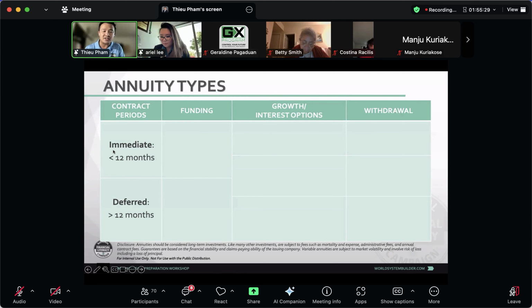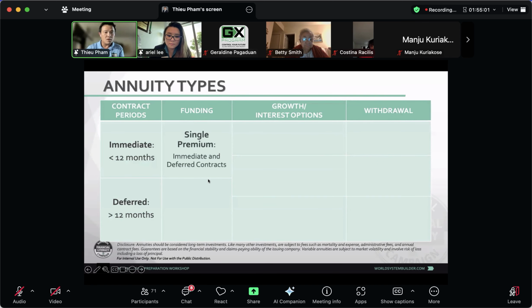The other contract type is deferred, where you defer that money until after 1 year. You put in 100,000 and you don't take out the money right away. You wait 1 year, 2 years, depending on the product, but from my experience usually 5 to 7 or 10 years. You defer that money for a long period of time, then you take it out over a longer period of time. Usually, the longer you defer it, the more you're going to get.